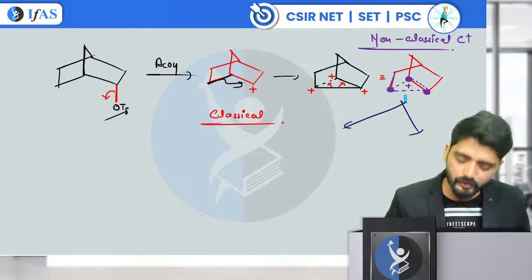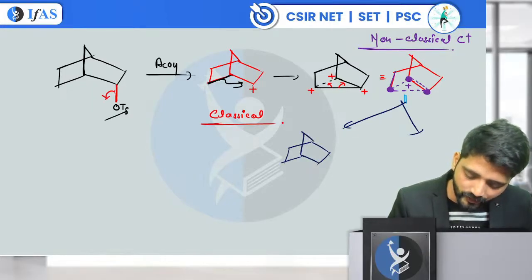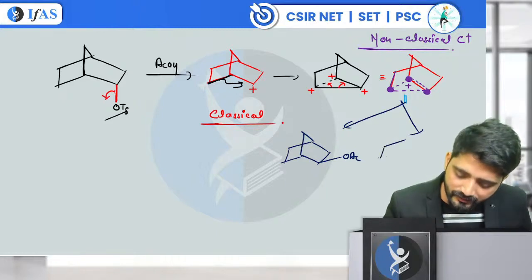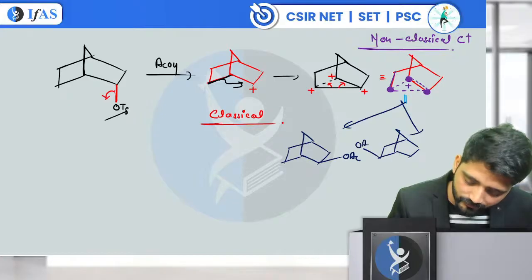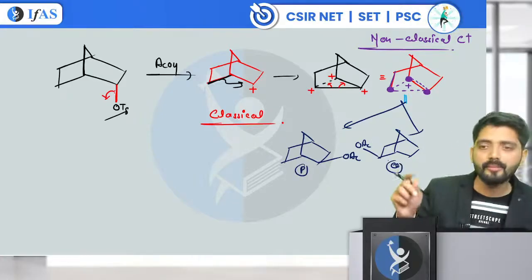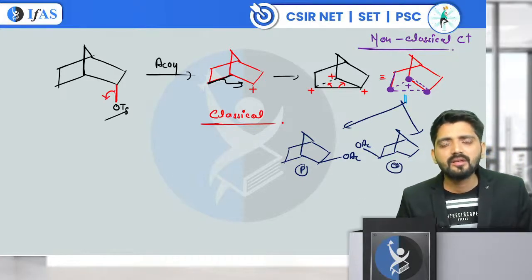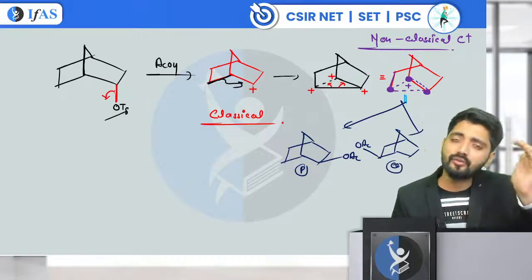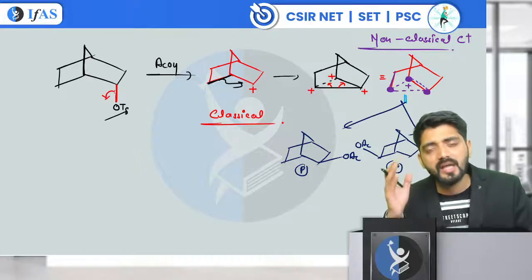How are the products going to look? See, one of the products will be where OAc will be present at the exo position, and the second of the pair of enantiomers will be formed, and it is going to look like this. So these are the products P and Q which are forming from the non-classical carbocation. Clear, sir? It means the products are going to look similar in both the cases, one in the exo also and one in the endo also.